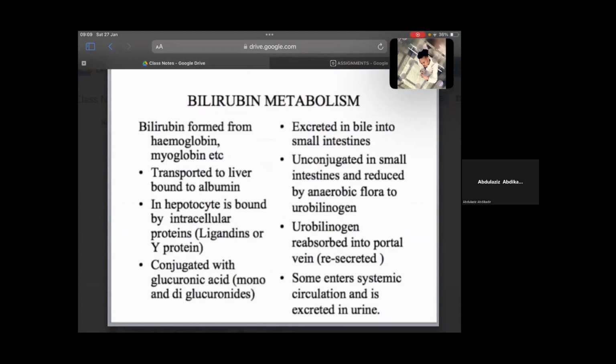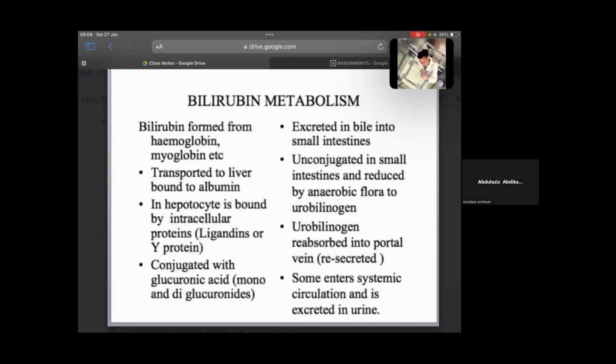So the bilirubin is formed from hemoglobin and myoglobin, the globins. Remember, bilirubin is not soluble in blood, so it needs to be transported via a carrier protein, the albumin. It goes to the hepatocyte, where it is bound to ligands and Y protein. You can just imagine this in your head. It comes from the hemoglobin, then is transported via albumin; the intracellular proteins, the ligands and Y protein, receive it and put it together with glucuronic acid. Then it moves via bile to the small intestine. This is just a process that you can imagine in your head.